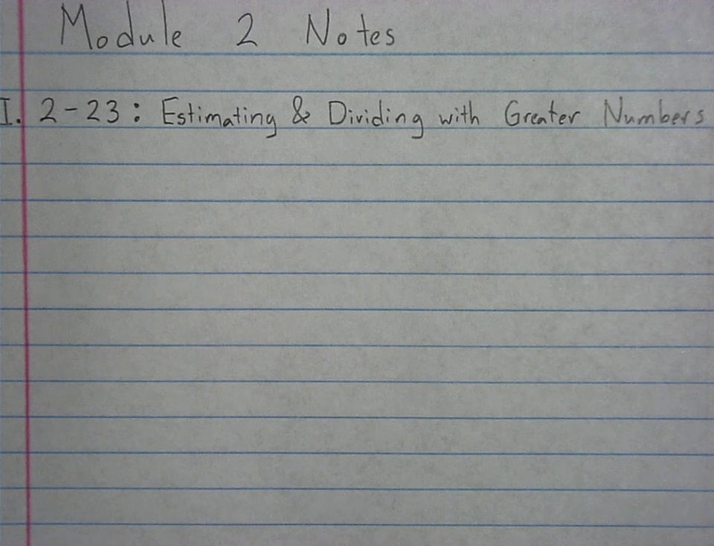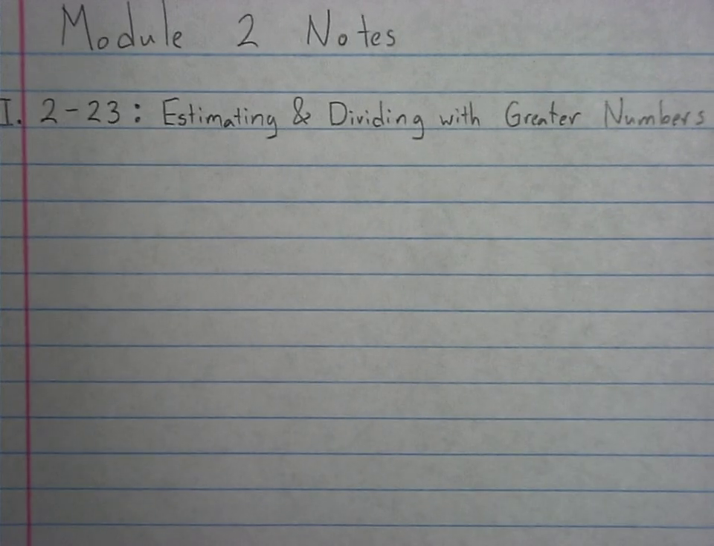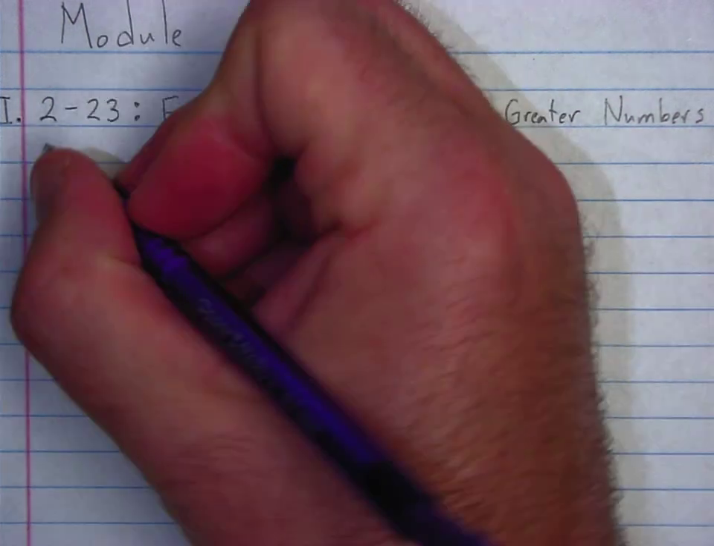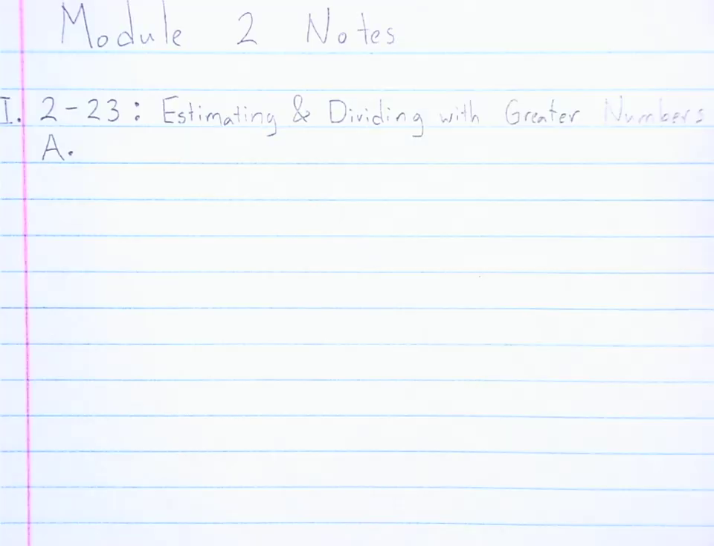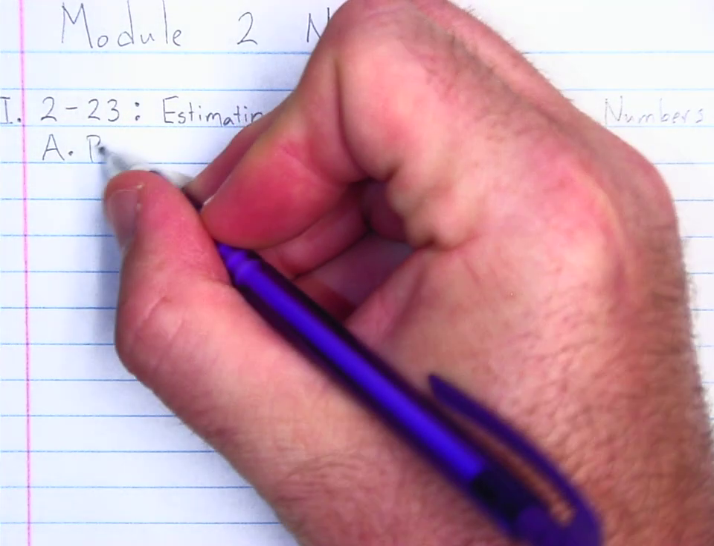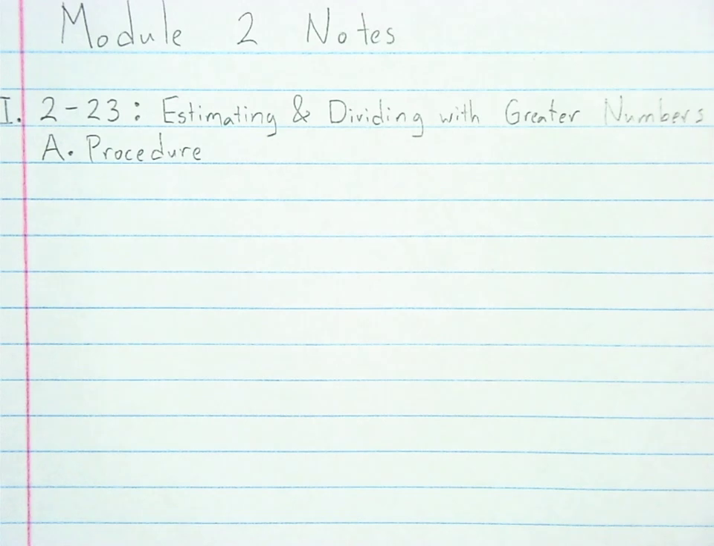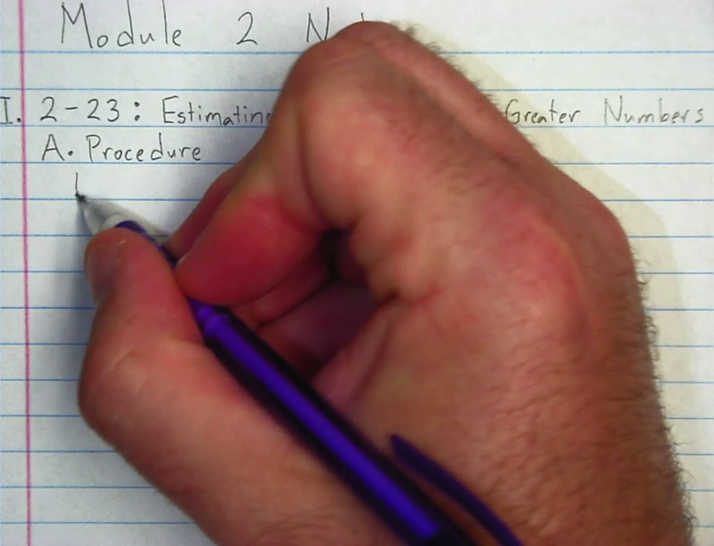This is not going to be dramatically different than what we've been doing, other than they're going to be a little longer. All right. We've been talking a lot about dividends, divisors, and quotients, so I'm going to trust that you have that vocabulary. If you need to refer back to a previous lesson, please do. But for now, we're diving directly into the procedure. And the procedure is not terribly different.